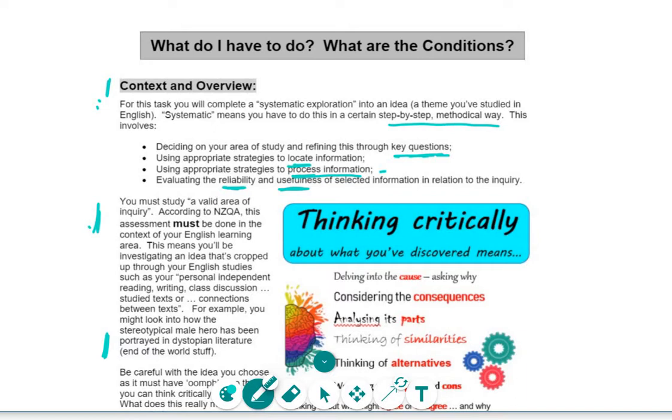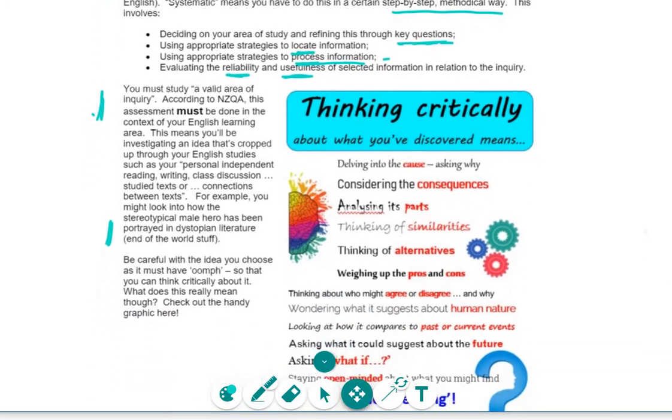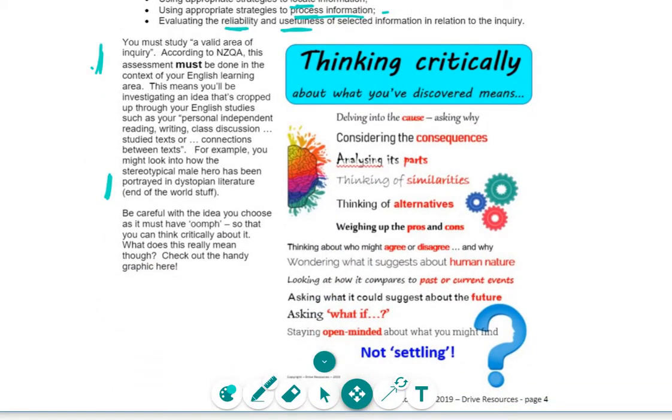You have a think about the theme that you have looked at this year in English. Now, your teacher has probably selected, say, a novel or poems and films and things that pretty much encompass the same thing. So you'll be quite familiar with that. So you should be good to go on that. Be careful with the idea that you choose, as it must have oomph so that you can think critically about it. Now, teachers always say, think critically, but what does that really mean?